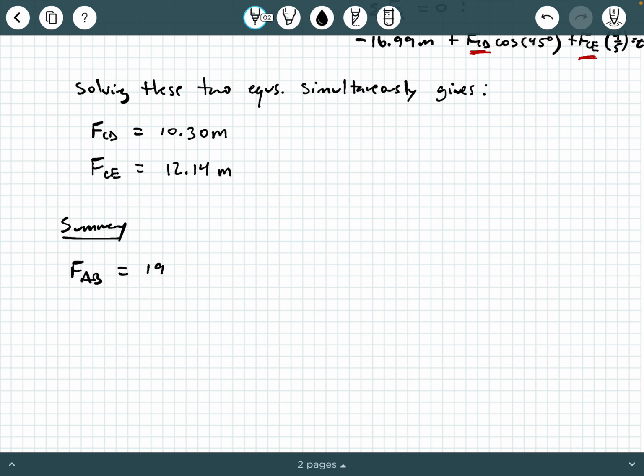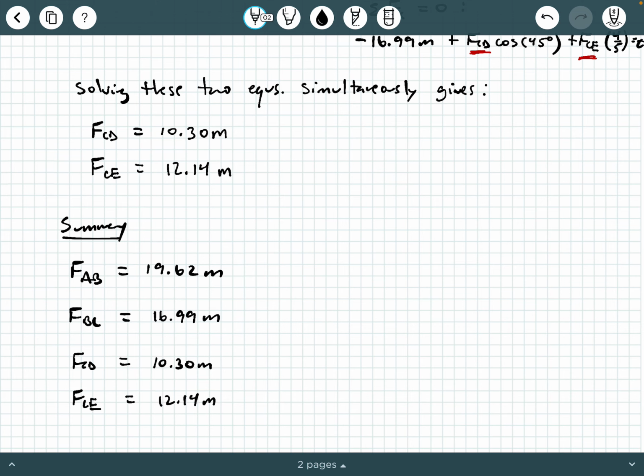Okay. So if we were going to summarize our forces in terms of m, we would have FAB equals 19.62 m. We would have FBC equals 16.99 m. We would have FCD equals 10.30 m. And then we have FCE equals 12.14 m, and these are all, of course, reported to 4 sig figs.